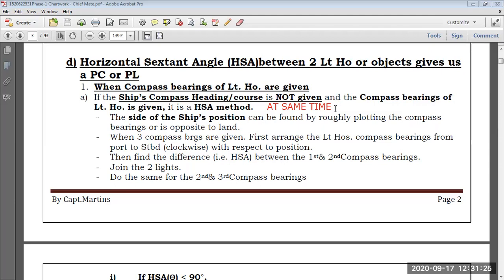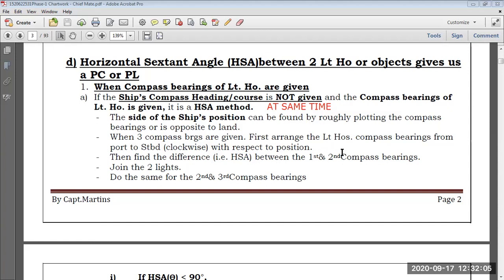If it is at different timing, then which method? If it is different times, it can be your running fix, or it can be another method that we will see. Then the side of ship position can be found by plotting the compass bearings, towards or opposite to land. So different cases are there, towards land and opposite to land. Mostly the ship will be at sea, so we'll plot opposite to land. But in some cases we have to make the plotting towards the land. And three compass bearings are given.